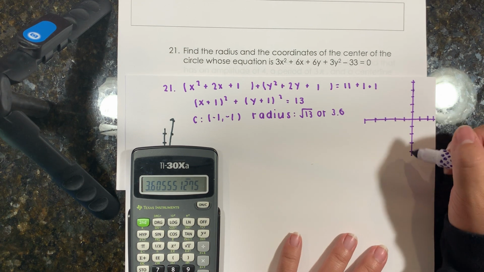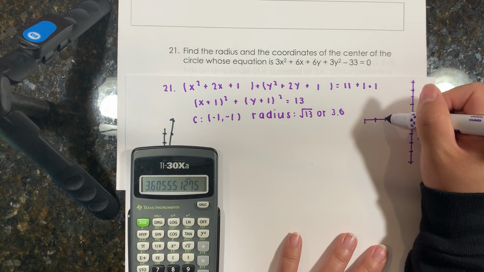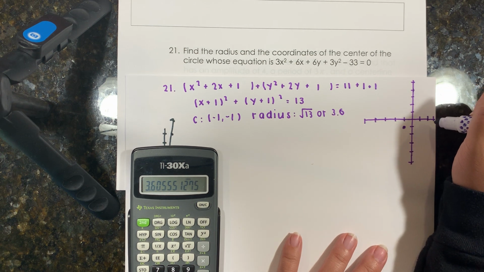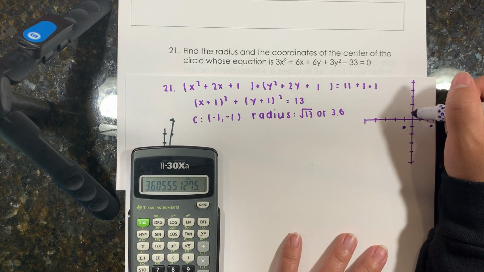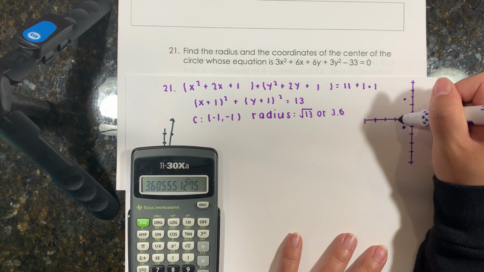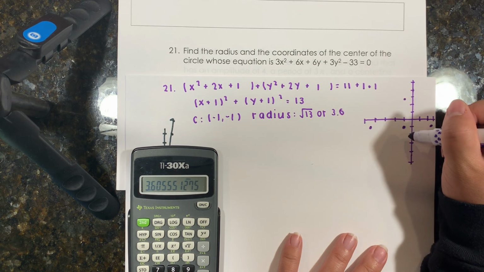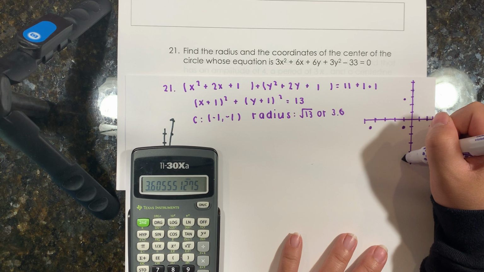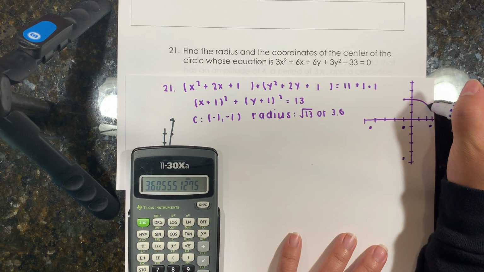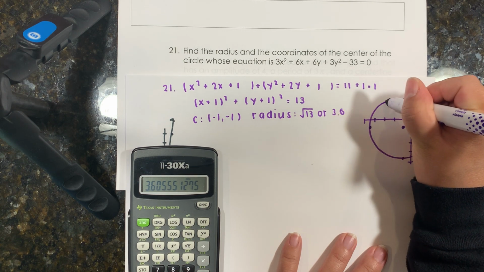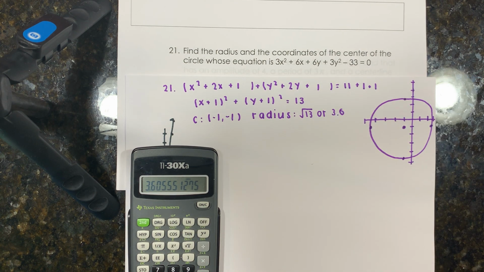Okay, so I'm going to go -3 or -1, -1. That's the center. And I'm going to go just over 3. So 1, 2, 3, just over 3 would be about here. Then 1, 2, 3, just over 3, about here. Then 1, 2, 3. And that should be your circle, which looks like a weird oval. Okay.